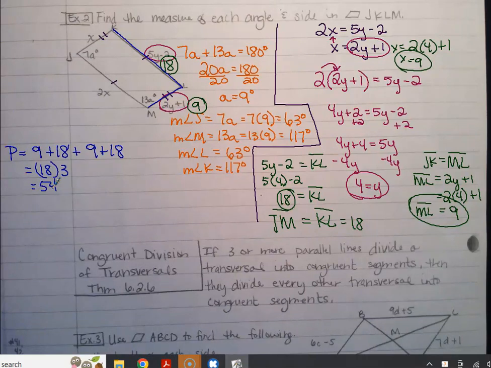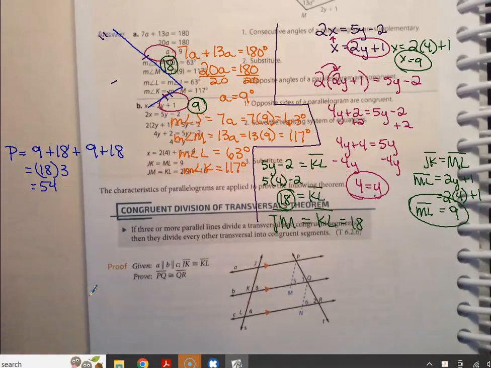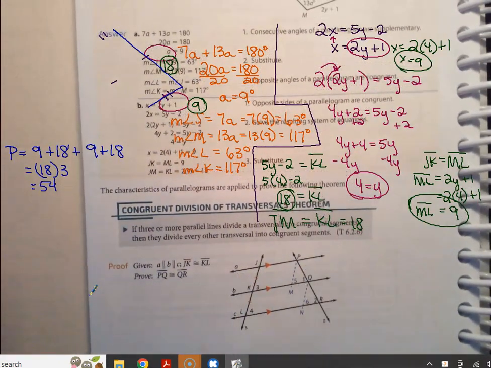Very nice. Okay, this next theorem then is the congruent division of transversals theorem. It says if 3 or more parallel lines divide a transversal into congruent segments, then they divide every other transversal into congruent segments. So I'm just going to show you a picture of that. Okay, so here is that diagram.